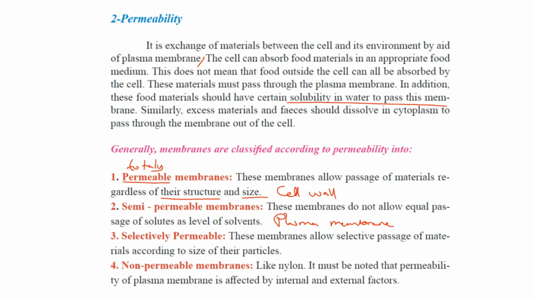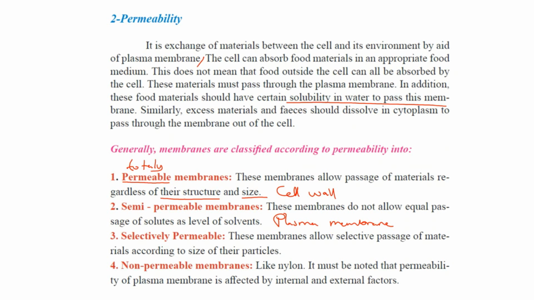Selectively permeable membranes allow selective passage of materials according to the size of their particles. We have studied the nuclear membrane. We see there are holes, but we call them micropores, which are smaller than pores in the plasma membrane. So any material bigger than these pores cannot pass, but material small enough can pass through these holes. So we can give the nuclear membrane as an example of a selectively permeable membrane.